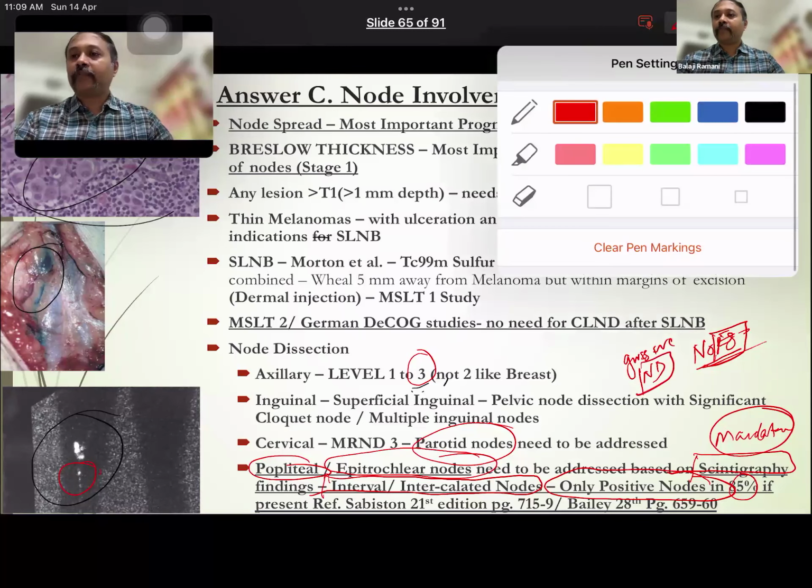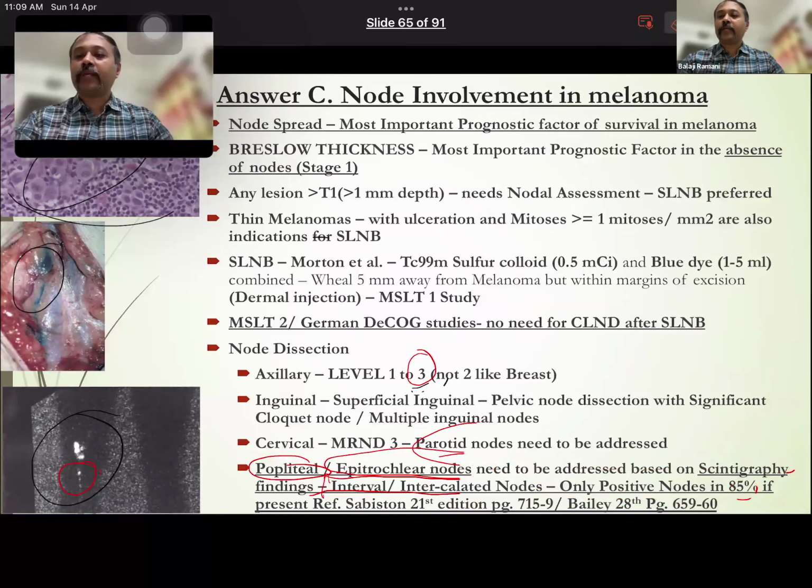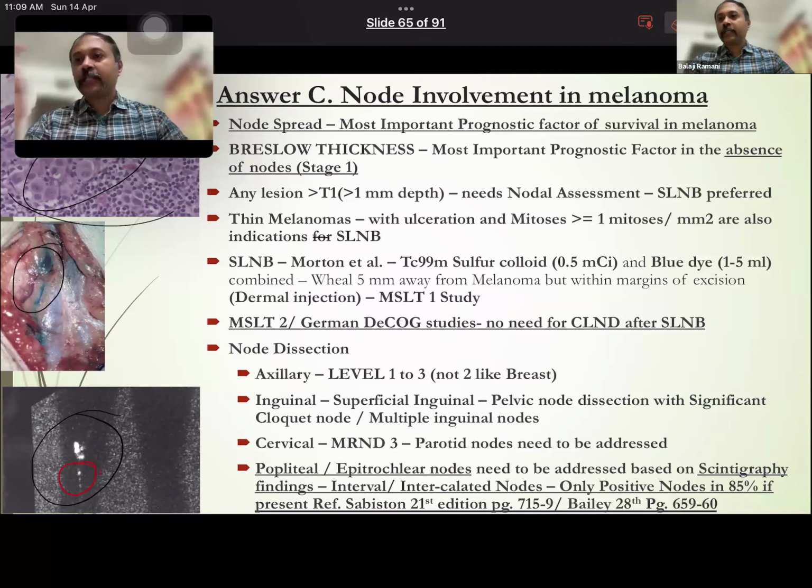But on the other hand, if it is only found on SLNB and you're not sure whether a node is positive or not, in such cases you will not complete the nodal dissection. So 3 factors. One is lymphoscintigraphy always has to be done.